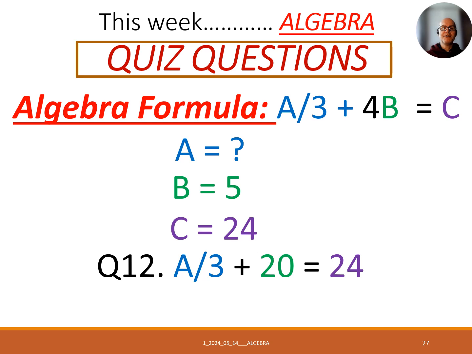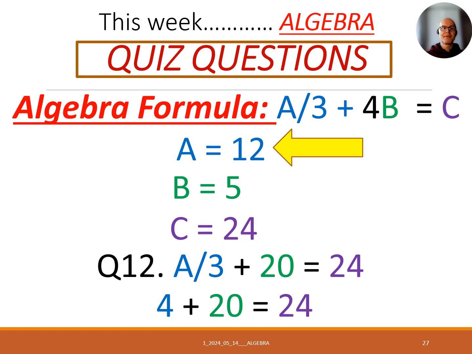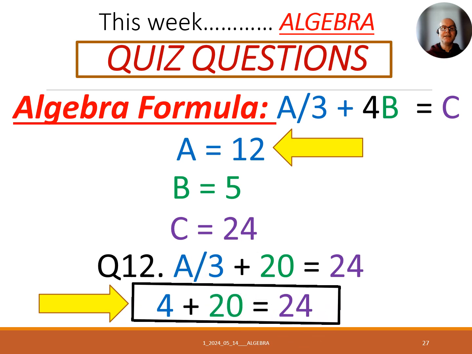So what number divided by 3 plus 20 equals 24? So 12 divided by 3 is 4, plus 20 equals 24. 12 divided by 3 is 4, plus 4 times 5, which equals 20, equals 24. 4 plus 20 equals 24.